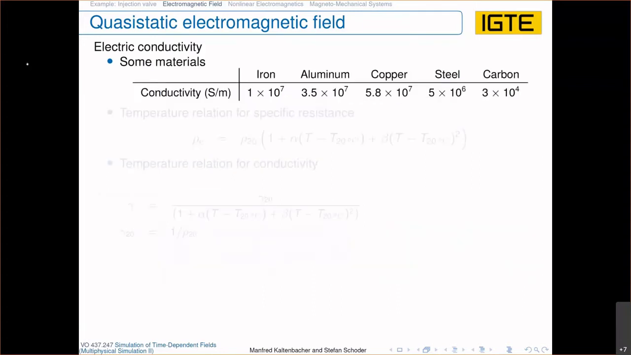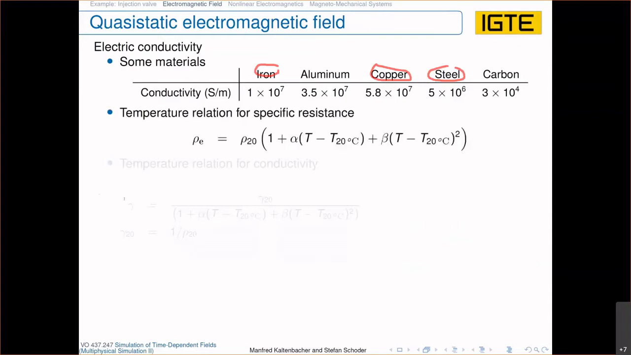Okay, the second material parameter we have within our partial differential equation is the conductivity. For the conductivity, you see here different values for typical materials used, like iron or copper, for example, which we use in order to guide the current in the coil structures, or steel here. You see that you have a quite high conductivity for those materials, which is up to 10 to the power of 7. The main dependency is the temperature.